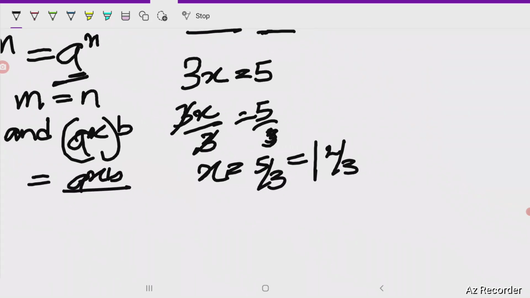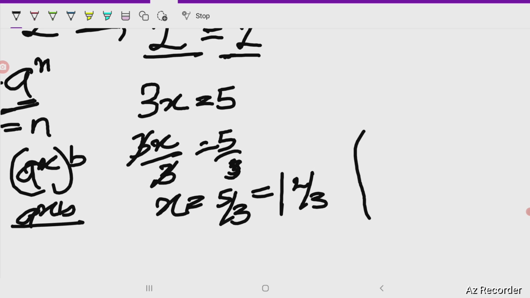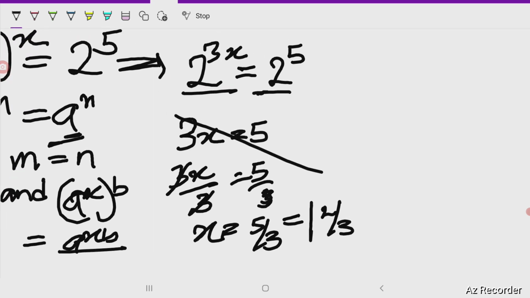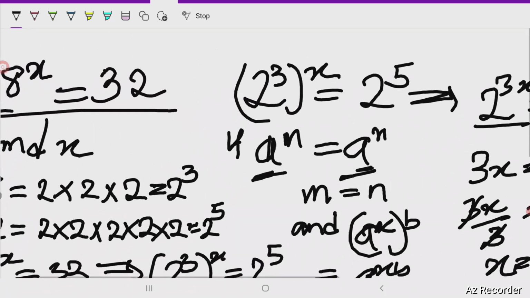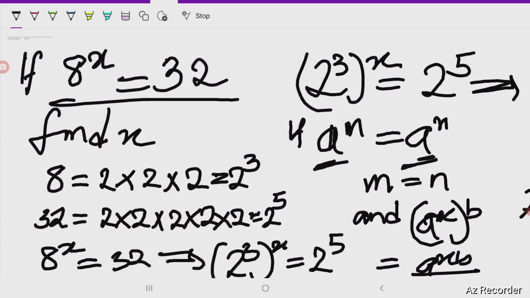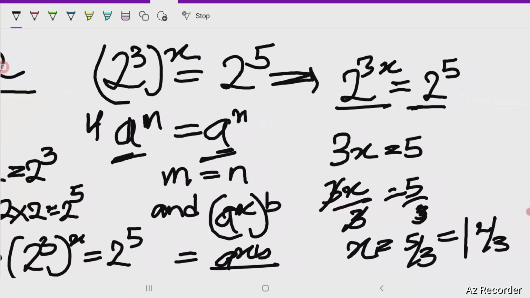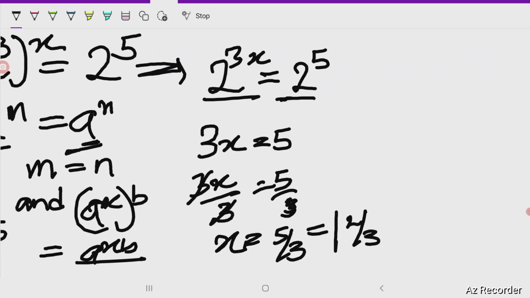So this is the value of x for this equation. From where we started, you see that the question was to find x. So now the value of our x is 1 and 2 over 3.